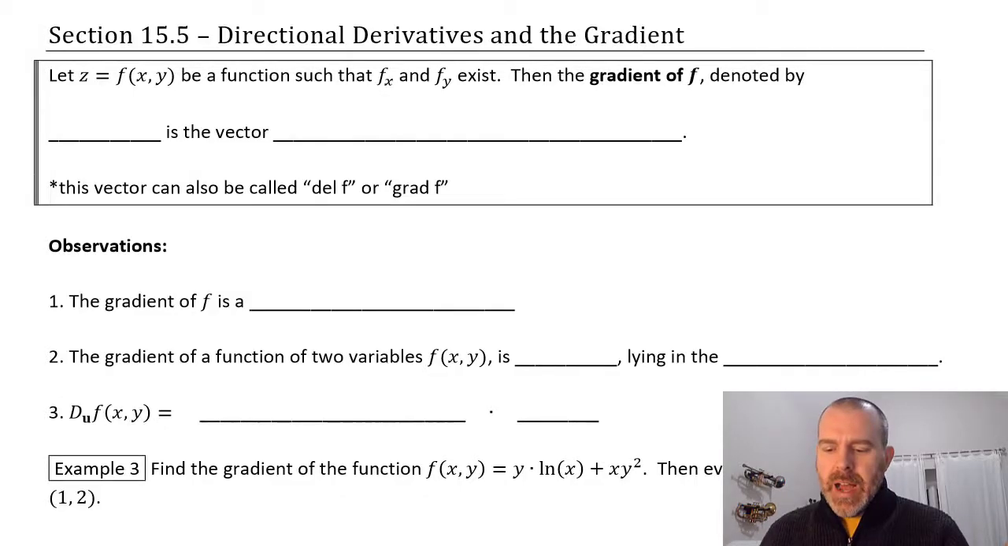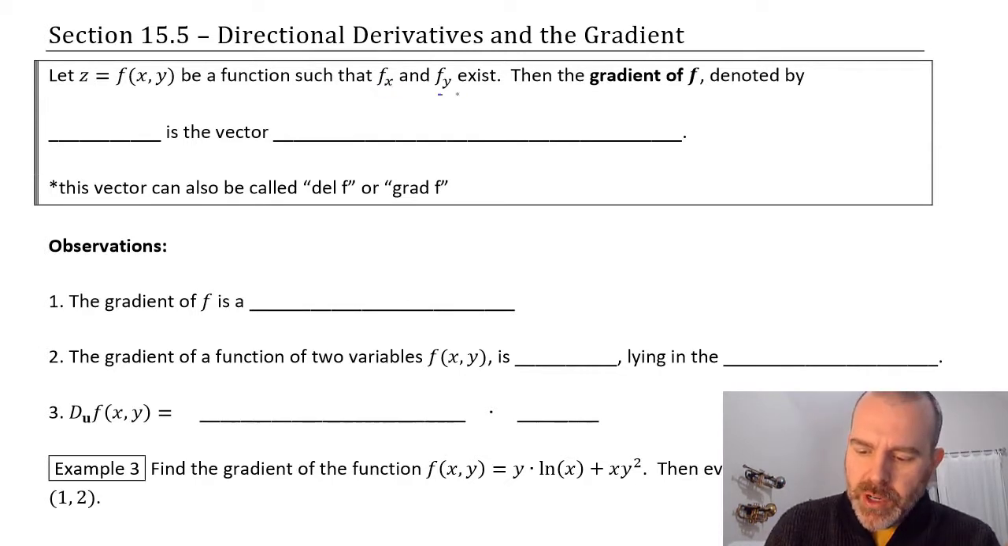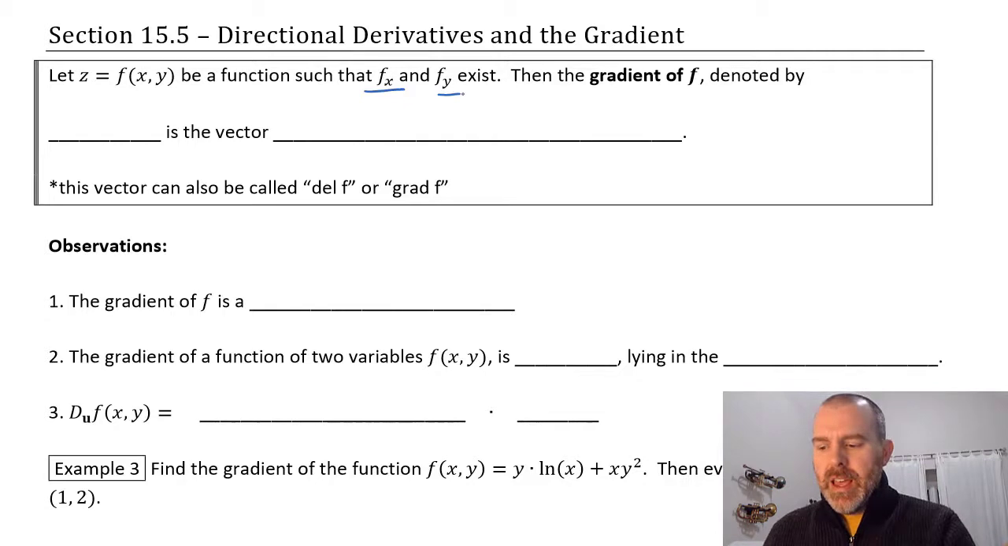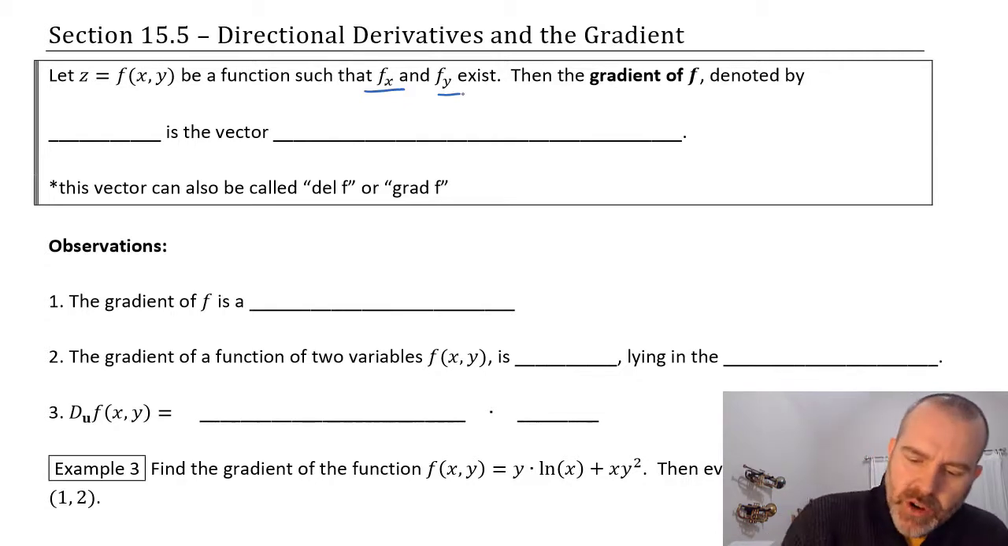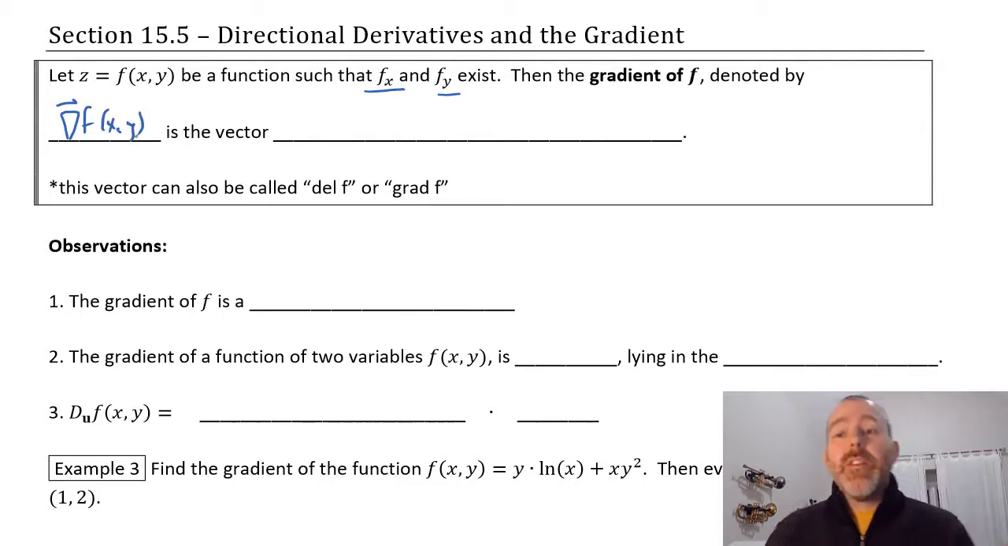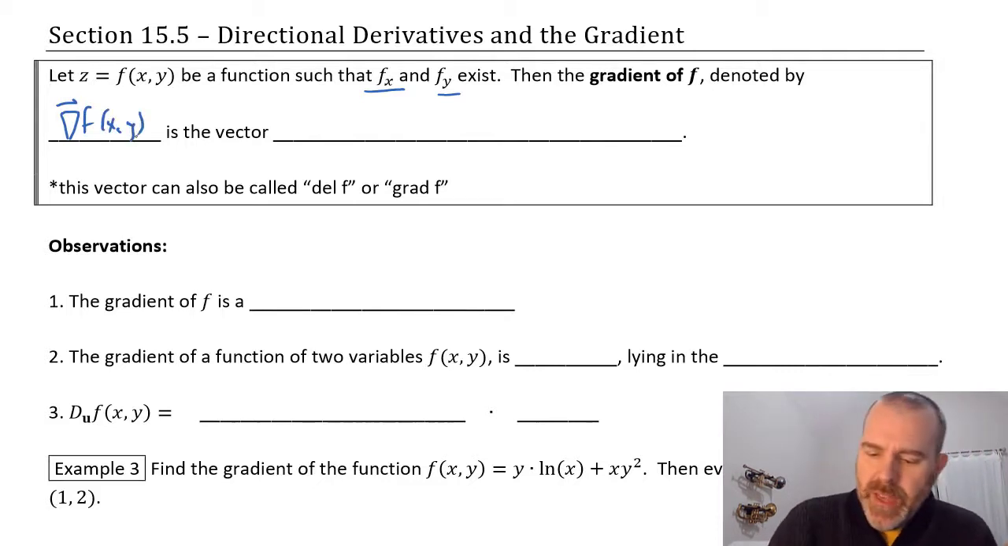Next video, we're going to talk about the gradient. We're going to define what the gradient is and then do a quick example. So the definition here, suppose we have a function z where both partial derivatives exist. The gradient, denoted by a little upside down delta, is a vector whose components are the two partial derivatives.